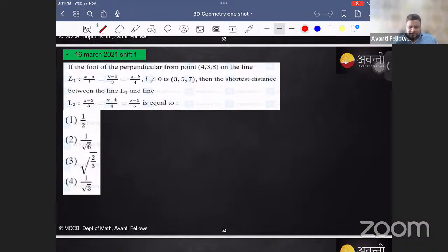So today we will start some previous year questions in JEE Mains. So first of all, start with this one. Take a minute and attempt it.